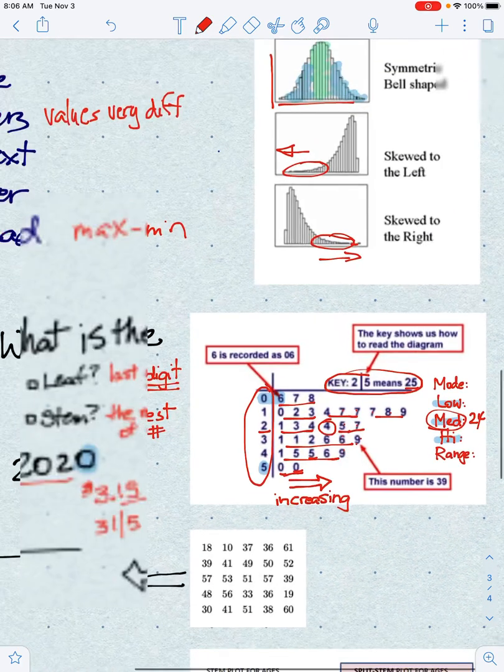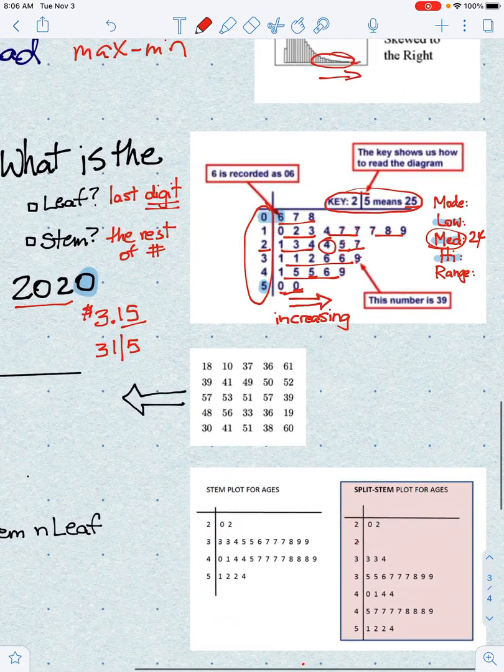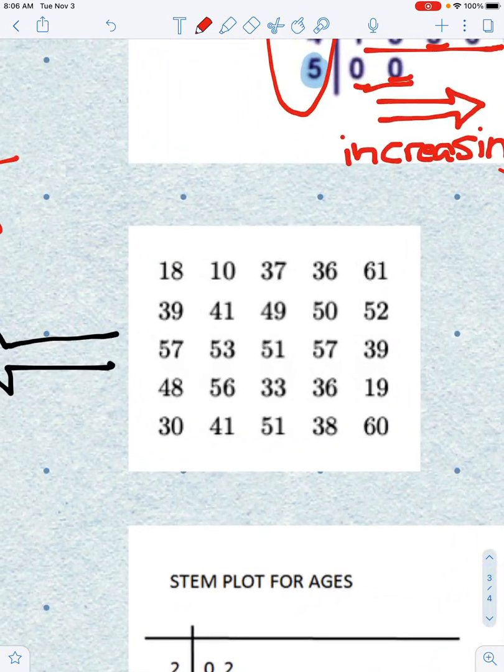All right. I'm going to go ahead and show you how to make one. Here's a data set. It doesn't have any context. This data set is just the numbers.